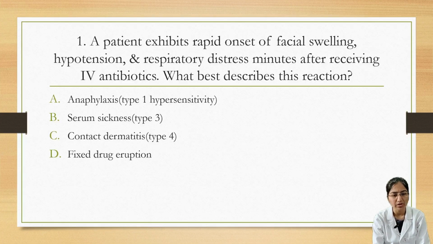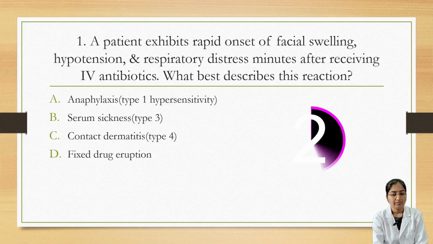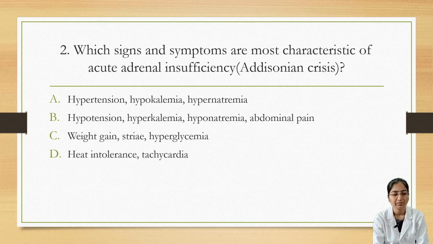Let's see the first question. A patient exhibits rapid onset of facial swelling, hypotension and respiratory distress minutes after receiving IV antibiotics. What best describes this reaction? Right option is A, that is anaphylaxis, that is type 1 hypersensitivity.